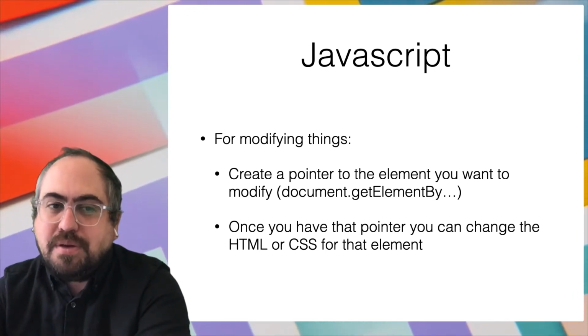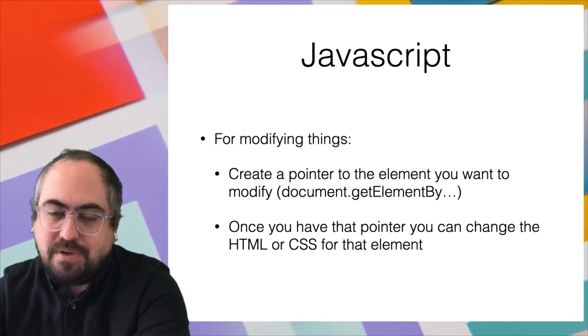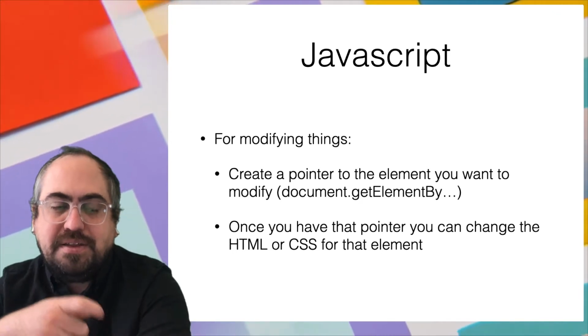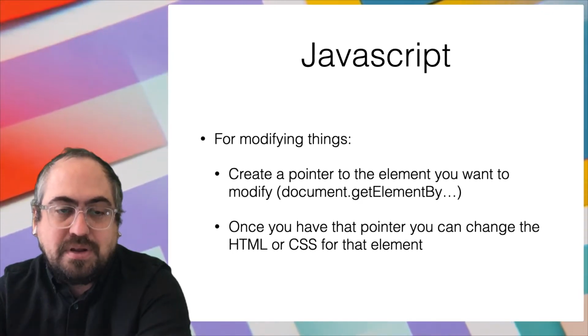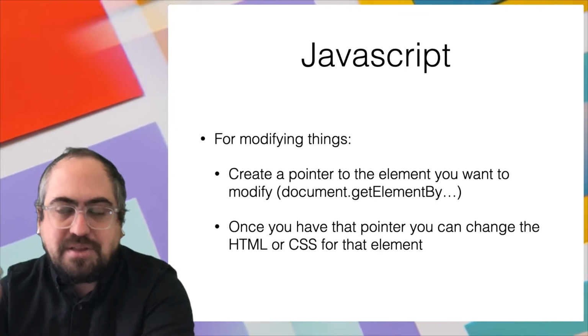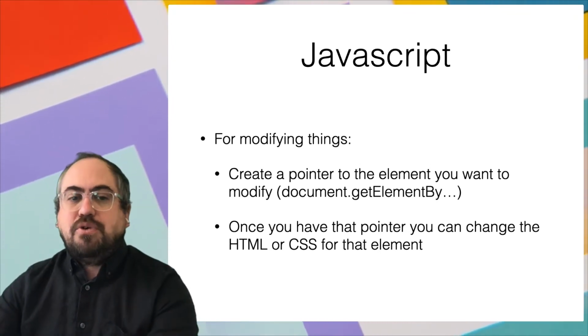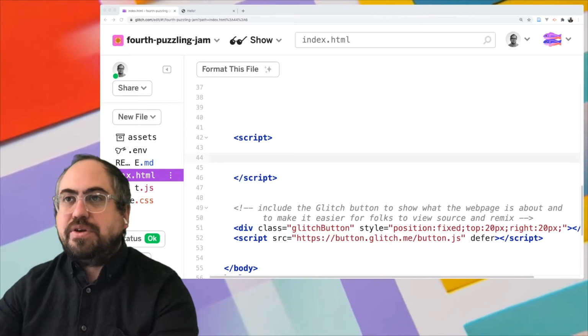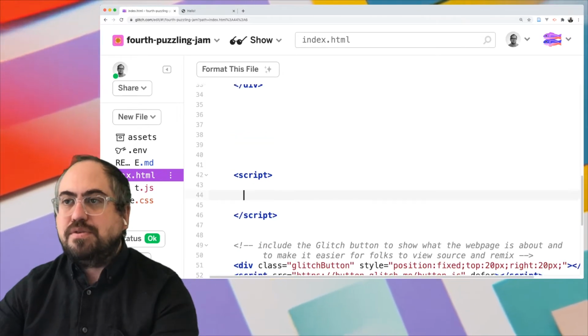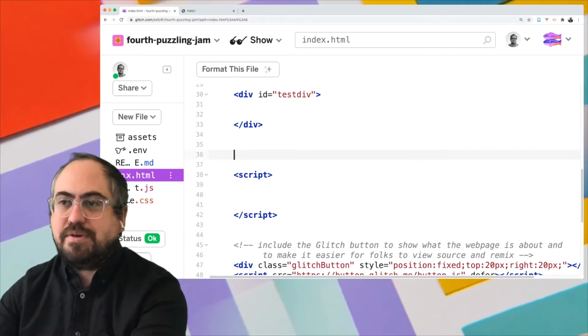If you've done programming before, this pointer is called a variable. So basically you're storing a pointer to this element in a variable, and then that variable has things built into it that you can use to change the element. It's kind of like a reference to the element on the page, right? So if we want to get a pointer to this div, we need to somehow reference it, right?